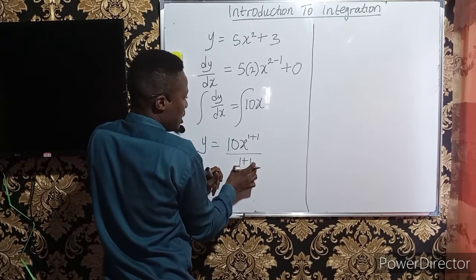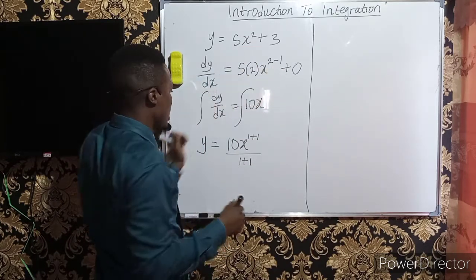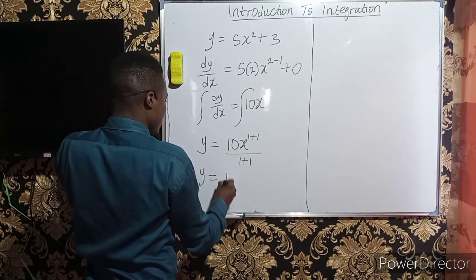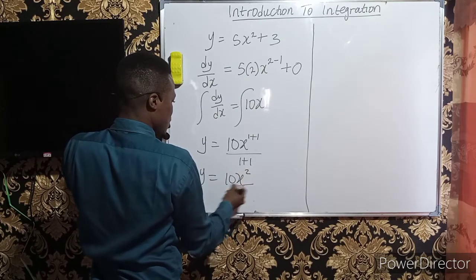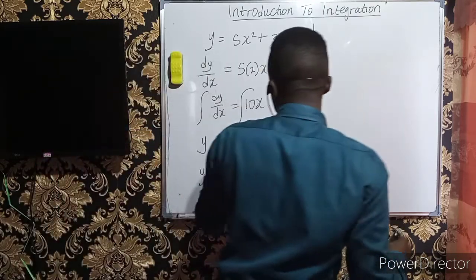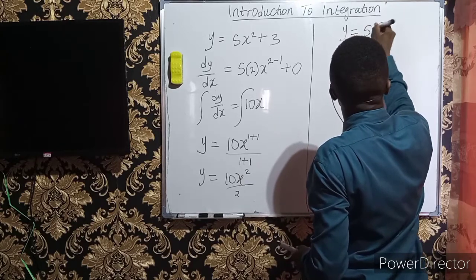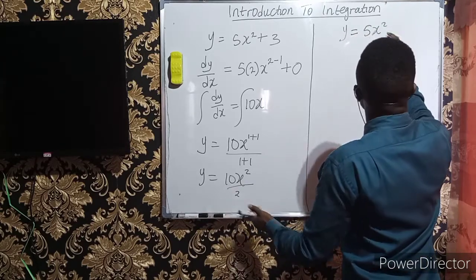Whatever you're having here, bring it down. We always add 1 to the power because in differentiation, we are subtracting 1. So y will give me 10x squared all over 2 because 1 plus 1 will give us 2. And when I divide 10 by 2, I'll have that my y equals 5x squared. 10 over 2 will give us 5.